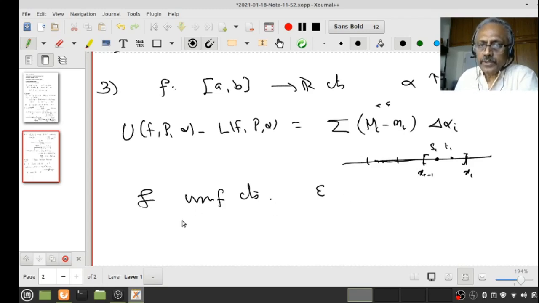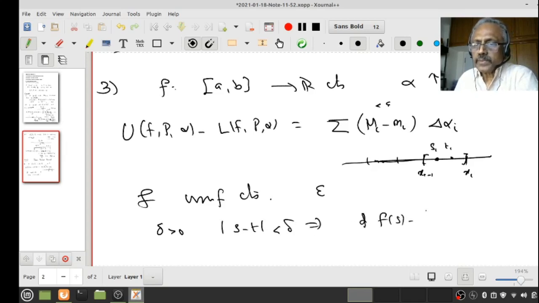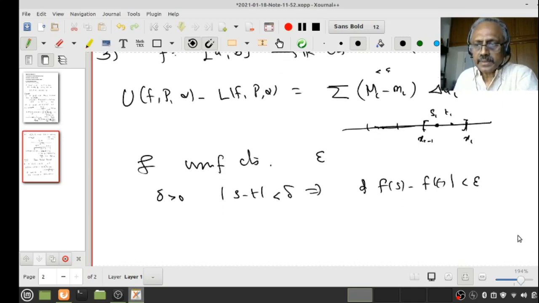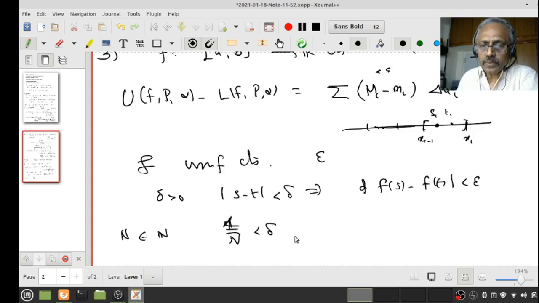So what does it mean? By uniform continuity, I know there exists a positive delta such that whenever s and t in [a, b] satisfy |s minus t| less than delta, it should imply that the distance between f(s) and f(t) will be less than epsilon. You understand this? Right. Now, what do I do? So I can choose a natural number n so that 1 by n is less than delta, by the Archimedean property. Yeah, then what do I do? Or even make it b minus a by n.